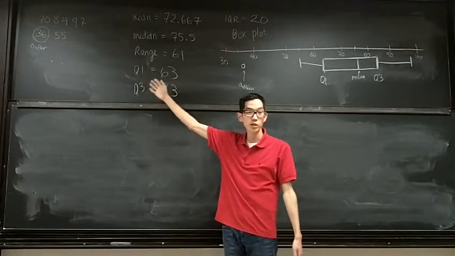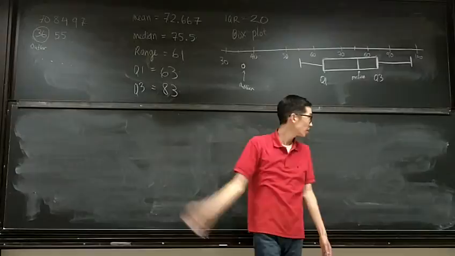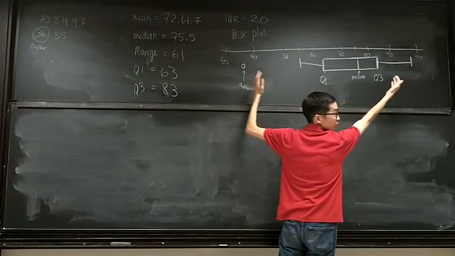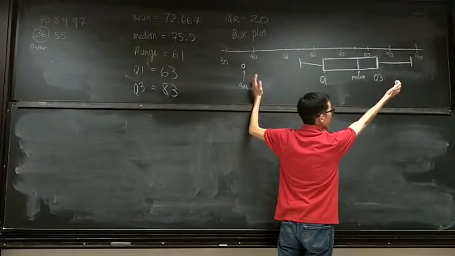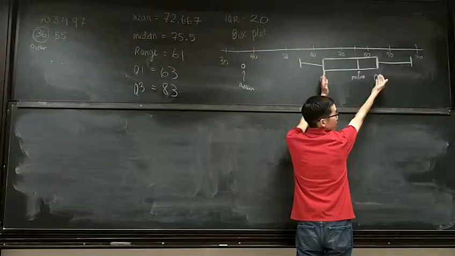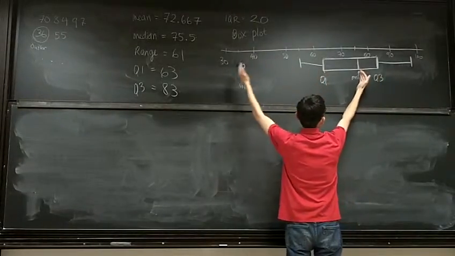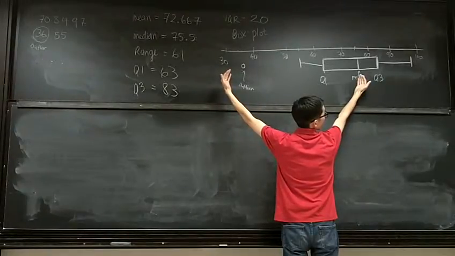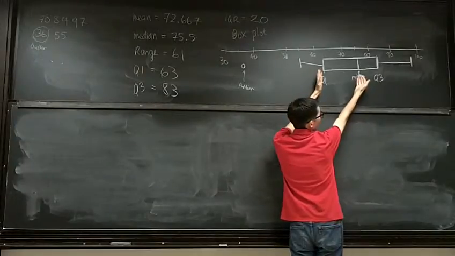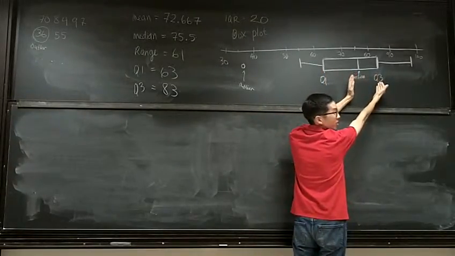How many data points were in our number set? 12, right? So the entire span represents 12 test scores. Okay? How many test scores are between Q1 and Q3? Half of them, so 6. How many are smaller than the median? 6. How many are bigger than the median? 6. How many are between Q1 and the median? 3. And median and Q3? 3.